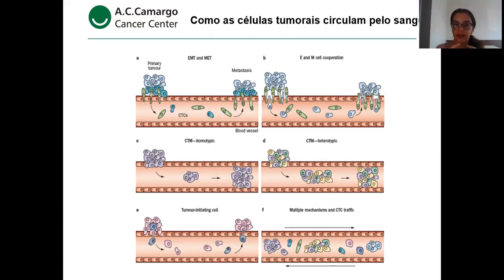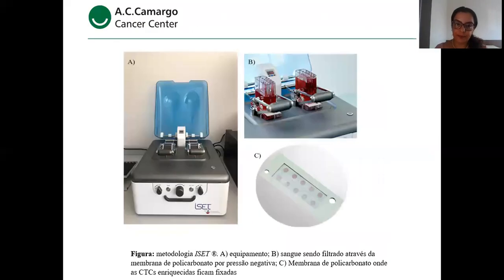Circulating tumor cells can leave the primary tumor and circulate as clusters also, clusters that can be homotypic, formed by one clone of cells, or heterotypic, formed by many different clones. We can also find circulating tumor cells with features of stem cells, and it is most common to find in the blood of patients with solid tumors cells with many different properties.